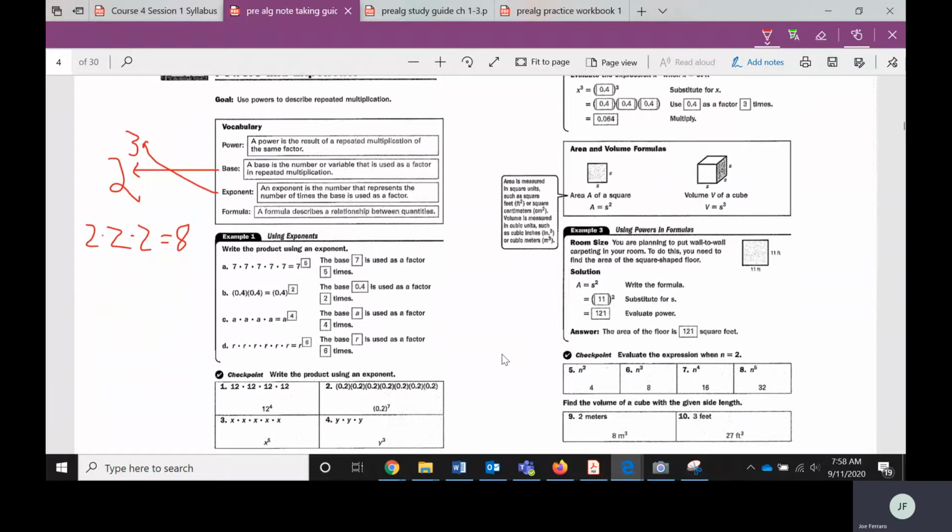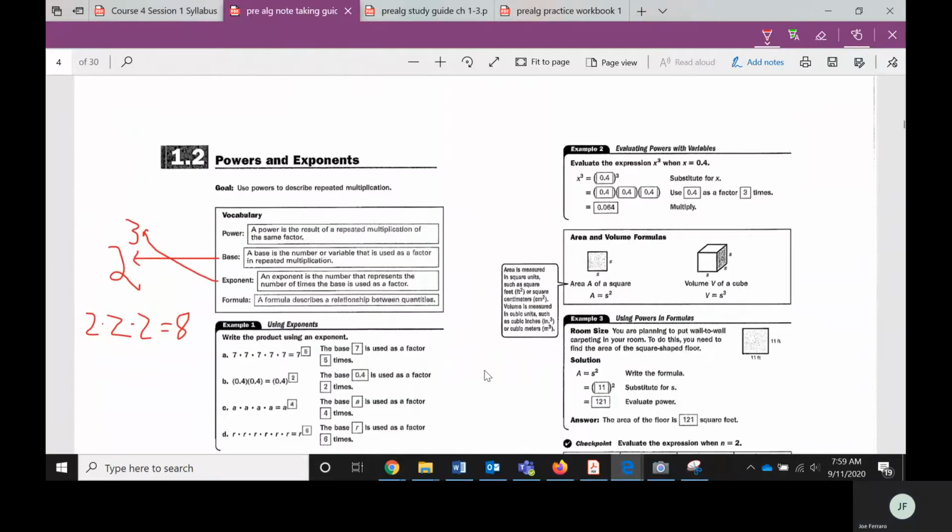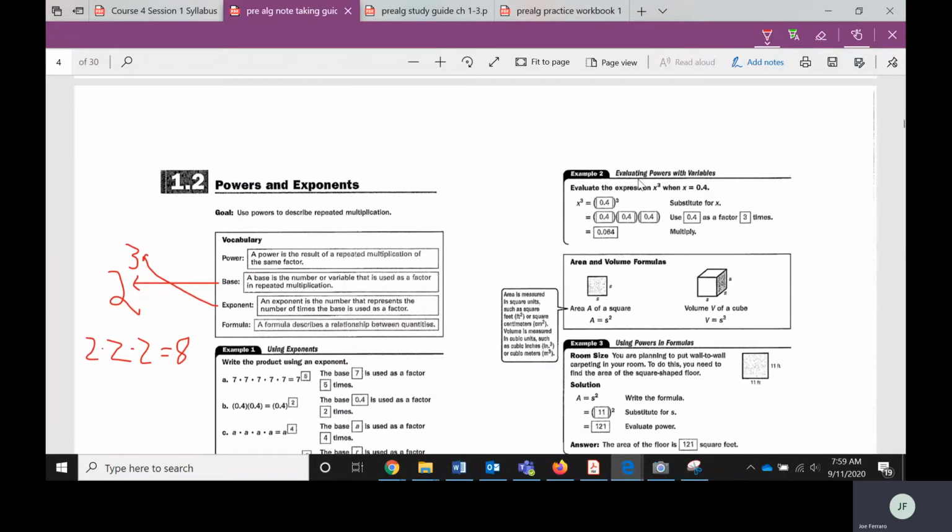Make sure you understand the directions. So down here, it says write the product using an exponent. They don't want you to find the answer. They just want you to write it as 12 to the fourth. And they could have problems the other way. They could give you x to the fifth and want you to write it out as multiplication. So that'd be x times x times x times x times x. If they say evaluate, that's when they want an actual answer. So evaluate means break it down and get the actual answer.